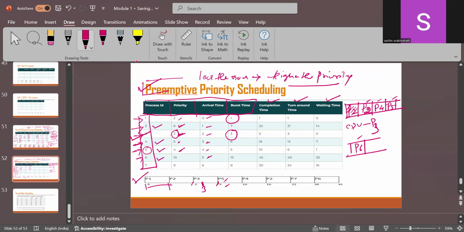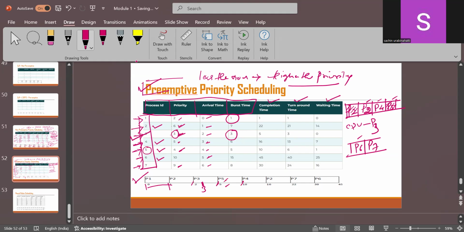But when P5 starts its execution at the sixth unit, there is one more process, P7, that enters the queue. Right now, P5 has taken the control, so delete it from the queue. At the sixth unit, when P7 enters, check the priority. Is it less than the number of P5? P5 is having how much? 4. Definitely 9 is not less than 4. So there is no need to terminate P5. It continues till the completion of the burst time.